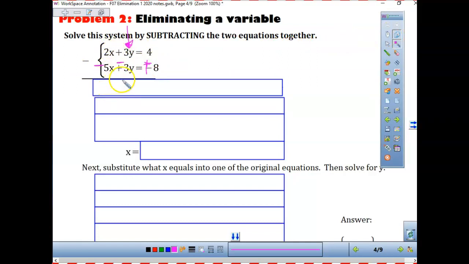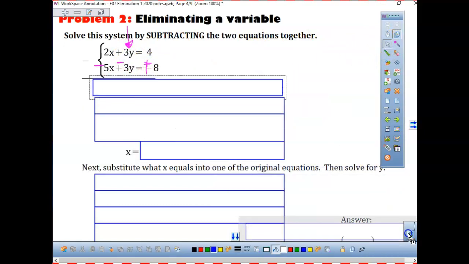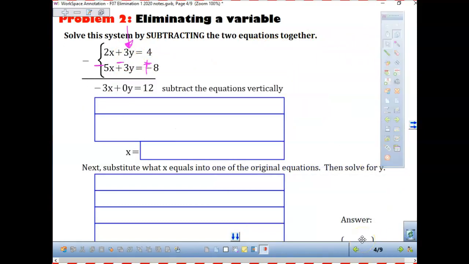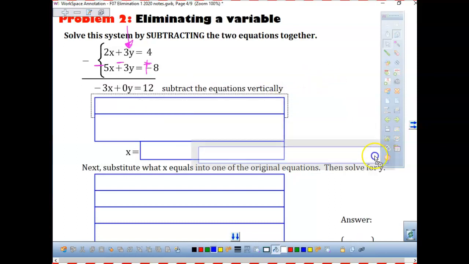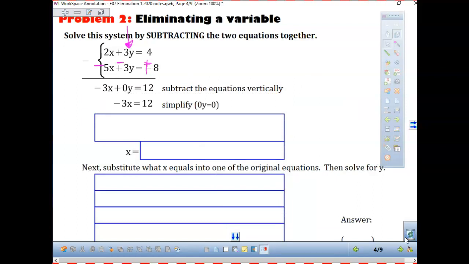Please add those together. So on your paper, you're adding 2 plus negative 5. 2 plus negative 5 gives us negative 3x. 0y. 4 plus 8 gives us 12. The y's eliminated because the number in front of y was the same and the signs are opposite. Which means I have negative 3x equals 12.